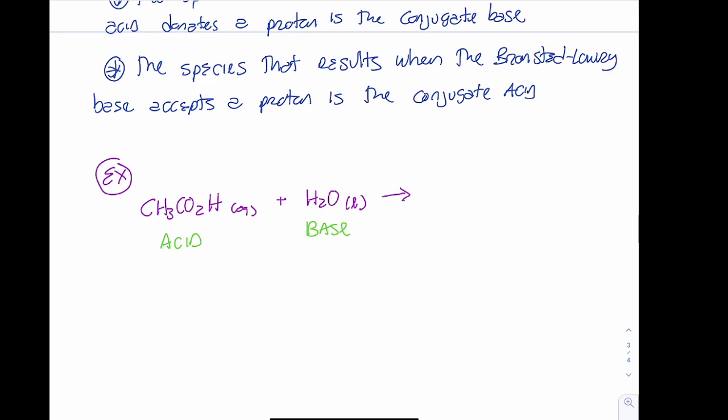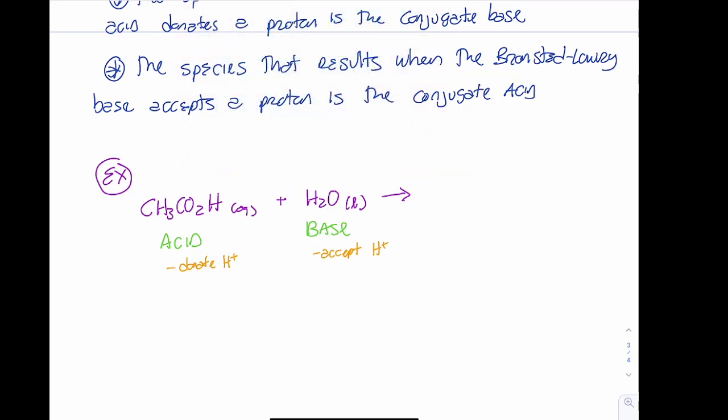Okay, so hopefully you did that. Remember, our acid is going to donate the proton. It's our proton donor. And my base is going to accept the proton. So I'm going to take a hydrogen ion, a proton, off of my acid, and I'm going to give it to the base, right? The base is going to accept it from another substance, that substance being my acid.